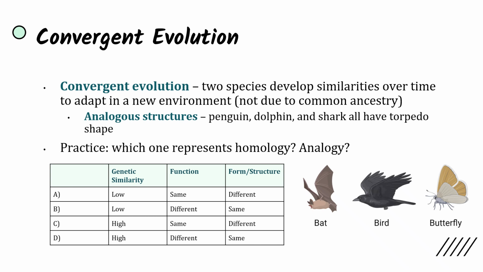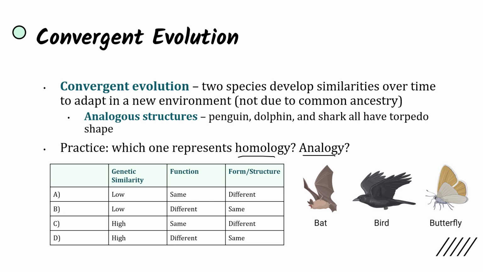Also, bats, birds, and butterflies all have to fly, and so they've developed this function to adapt in a new environment. This is a similarity not specifically because of genetics, but because of the environmental pressures that have caused evolution. And so when we look at these 4 different species and we're trying to figure out which one represents homology and analogy, let's look at species A.